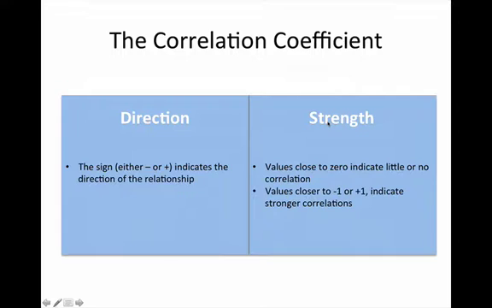So just to recap, the correlation coefficient can be described or characterized by its direction, and this corresponds to the negative or positive valence associated with the relationship, and it can also be associated with strength. Values close to 0 indicate little or no correlation. Values closer to -1 or +1 indicate really strong correlations.